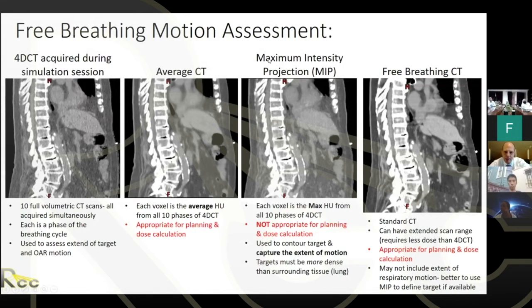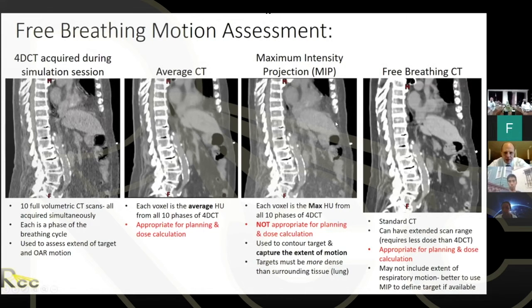The next one here is the maximum intensity projection image. And so in this case, each voxel is the maximum Hounsfield unit from all 10 phases of the 4D CT. Now this one we can't really use for dose calculation, because we've taken the maximum of these 10 phases. So it's really going to over-represent the density, because we're basically taking the max at any time. So we can't really use it for dose calculation because it's not representative of the intensity over time.